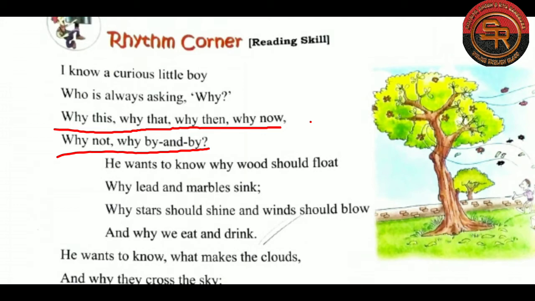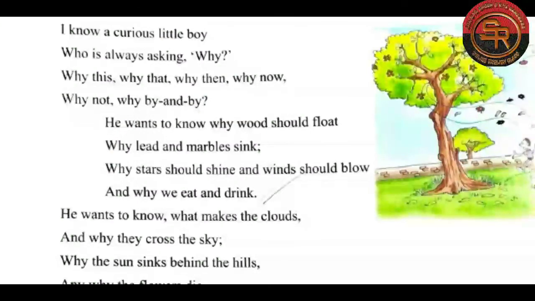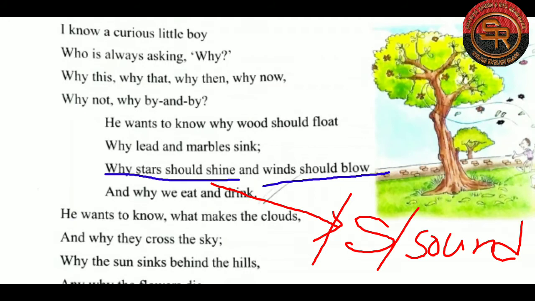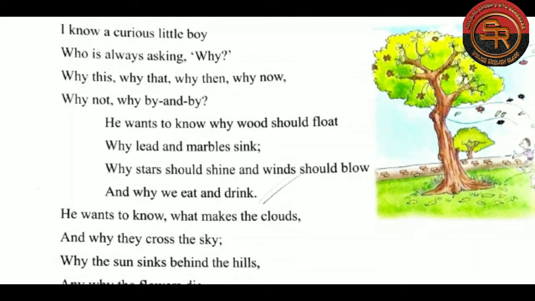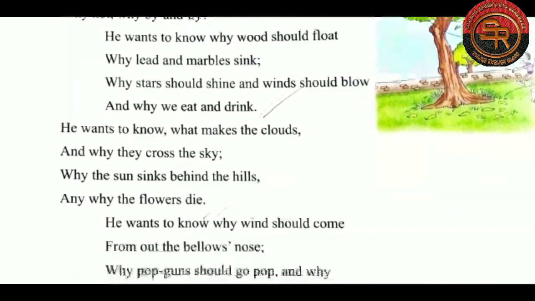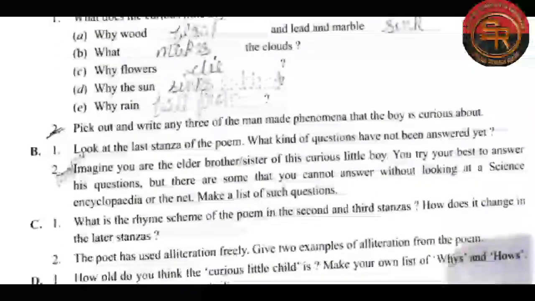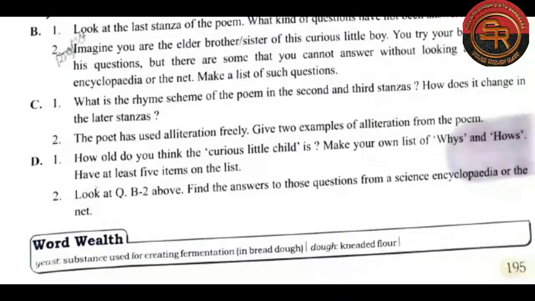Next, we come to the second stanza: why stars should shine and winds should blow. Here too, the S sound is repeated many times. Why stars should shine, winds should, so many S sounds are there. You can find so many examples in the poem, because the poet has used it freely. So find them and tell me in the live class. Look at whether a consonant sound or vowel sound is repeating, and make a list.